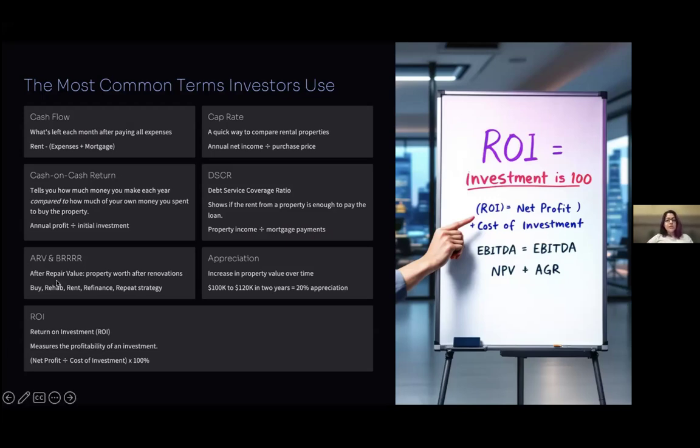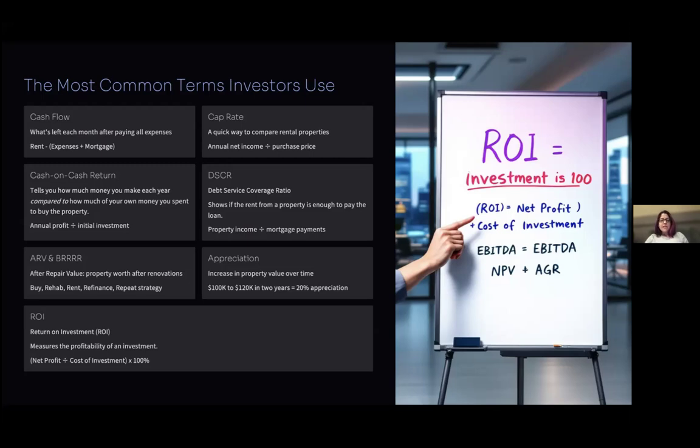Some other terms you'll hear a lot are ARV, that's the after repair value. That's not so much a formula, that's more of when you make modifications or improvements to a property, how much will it be worth after those things are done. So a lot of investors, if you're working with an investor, they may ask you to find them fixer uppers and then ask you what's the ARV so they can try to determine how much they want to offer on that property.